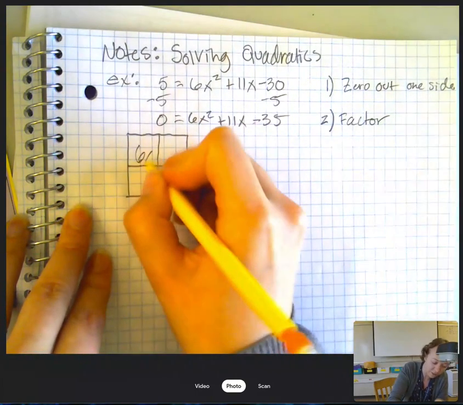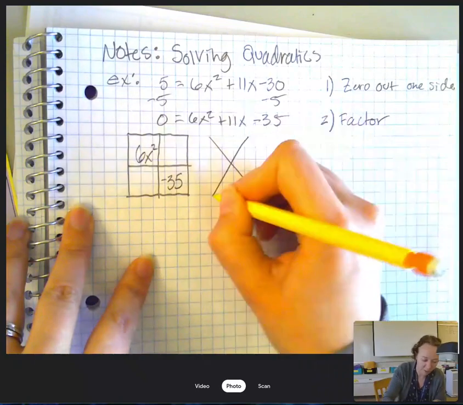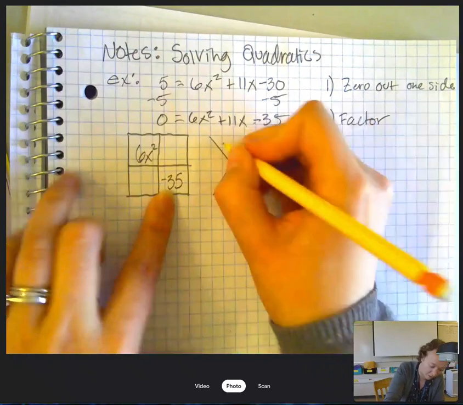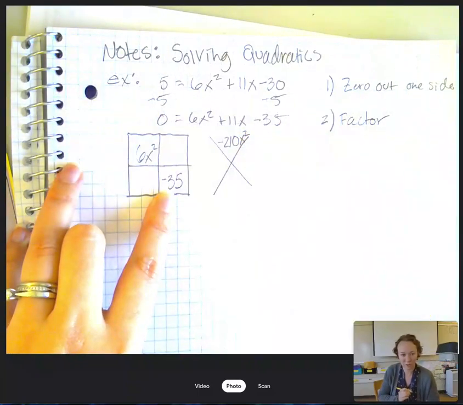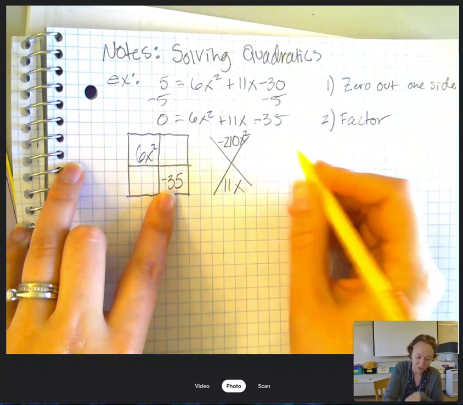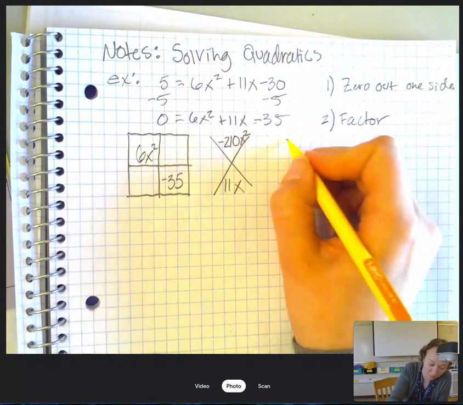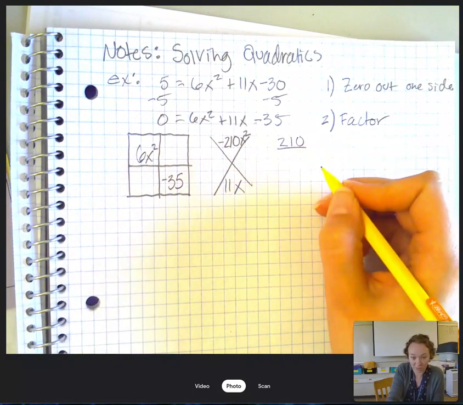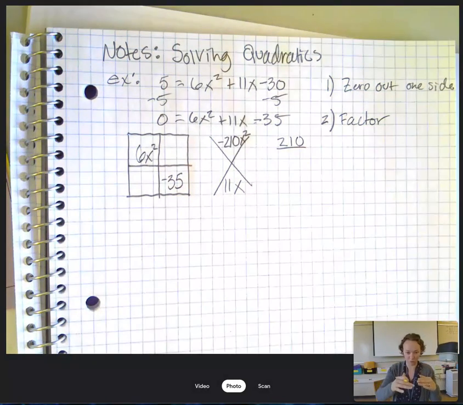So I've got 6x squared minus 35. We're going to set up a generic rectangle. 6 times negative 35, my calculator tells me, is negative 210x squared. And we know it's going to add to an 11x. So I need to think of multiples of negative 210. That's a big number. Whenever you have a number like this where the factors don't come easily, I start far apart and then go closer.